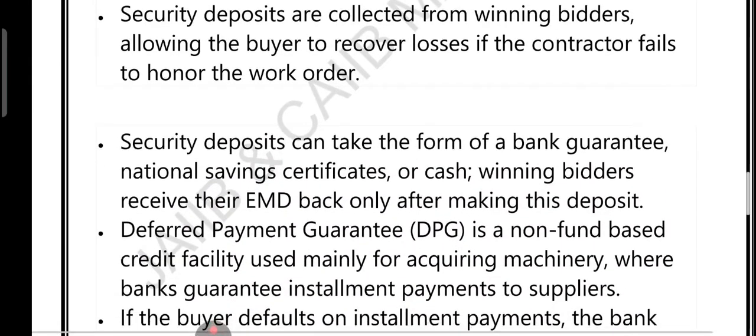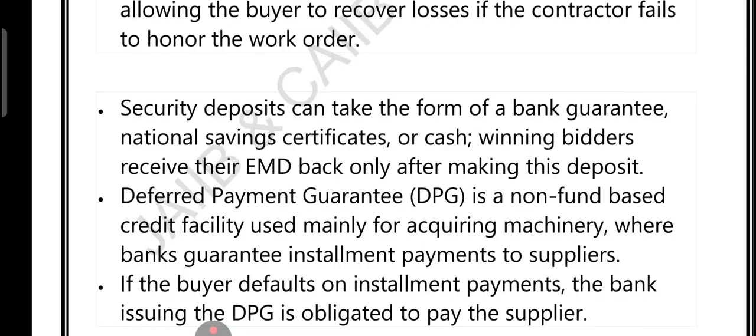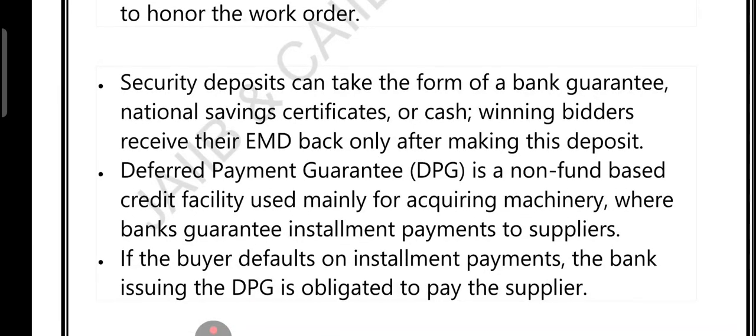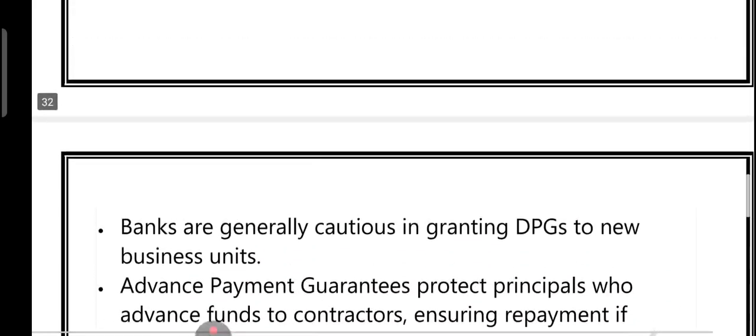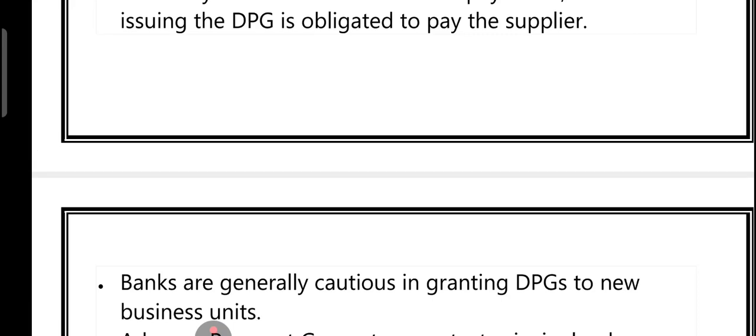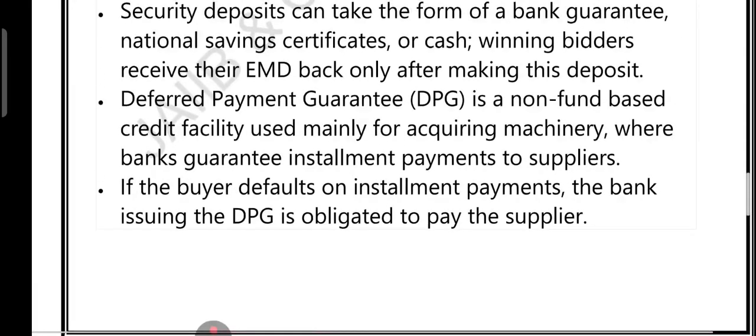To summarize, bank guarantees are non-fund based commitments. They help ensure contract performance. No money flows out unless the guarantee is called upon. EMD and security deposit help prevent tender misuse and protect the buyer. Then let's talk more about the DPG, security deposit, etc. So we are talking about the security deposit.